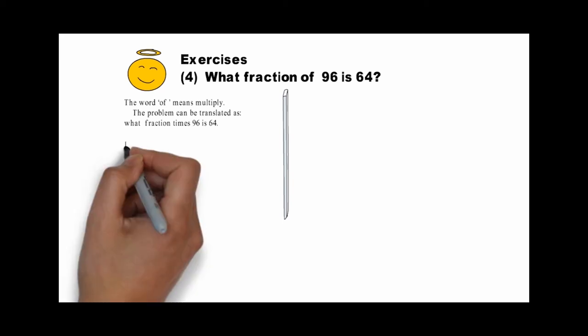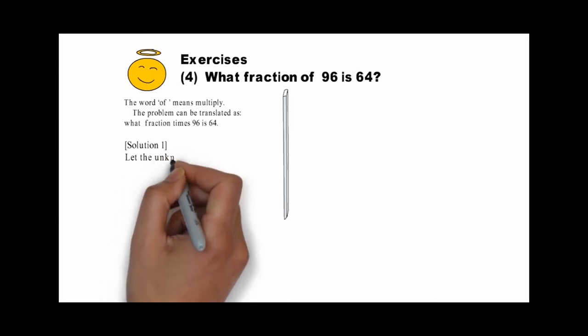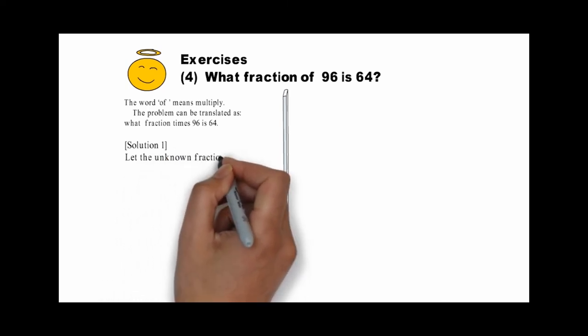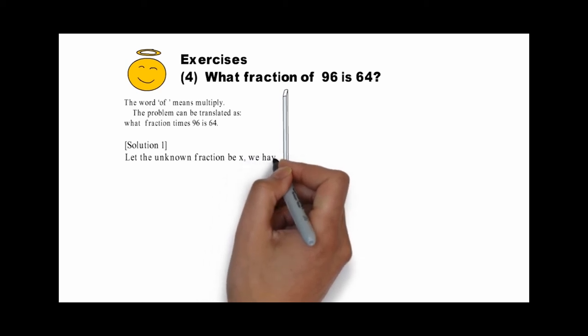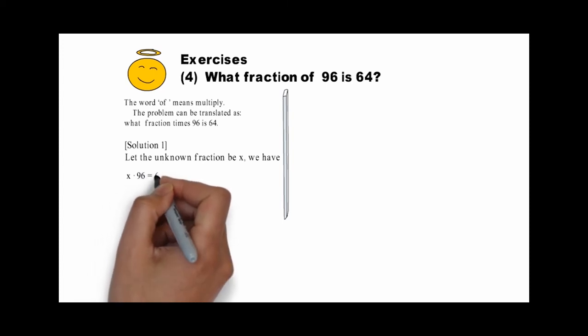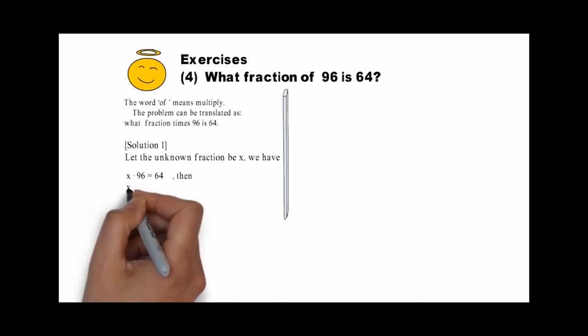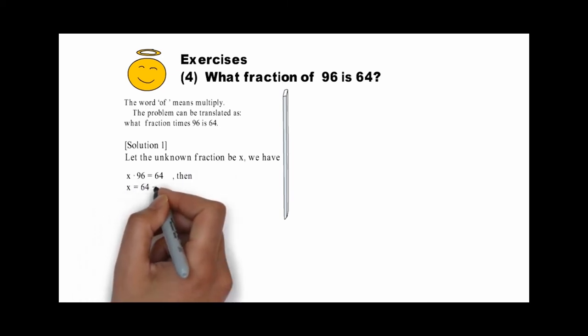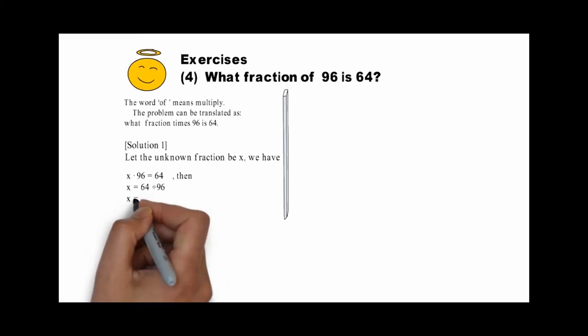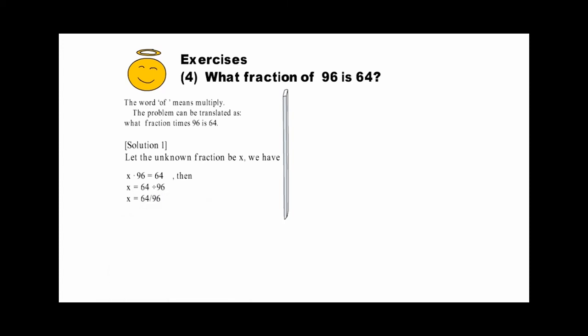So in our first solution, let's let the unknown fraction be represented by a letter x. Then we can have the equation written as x multiplied by 96 is equal to 64. And to solve the equation, x is equal to 64 divided by 96. And when we have two numbers in a division, it is equivalent to a fraction. So x is equal to 64/96. And this is our fraction.